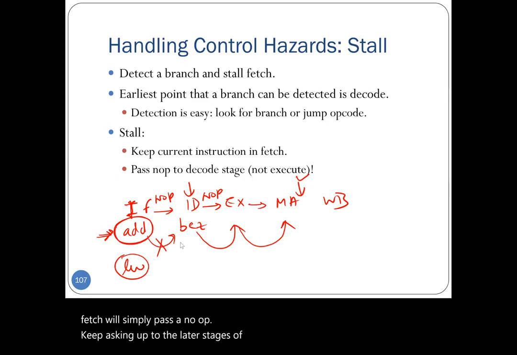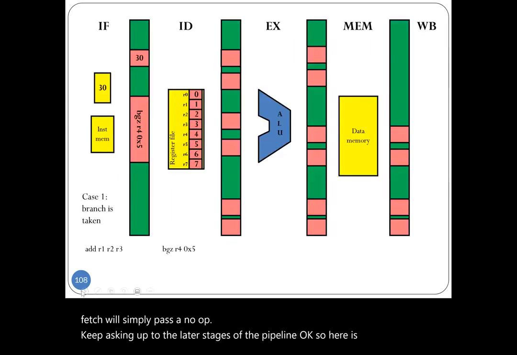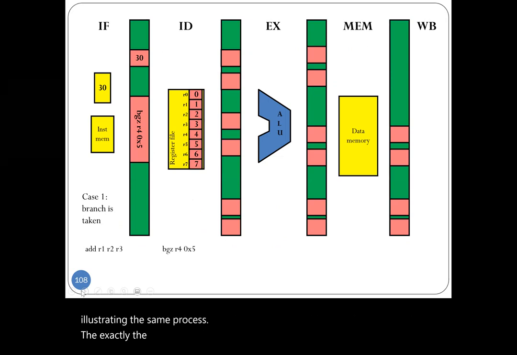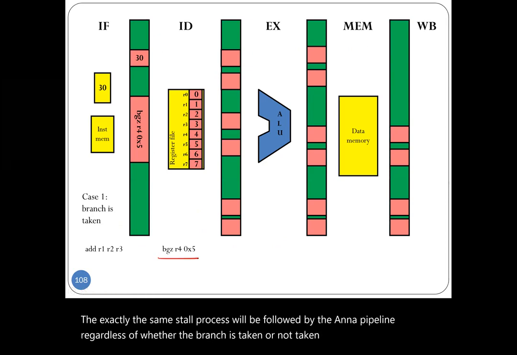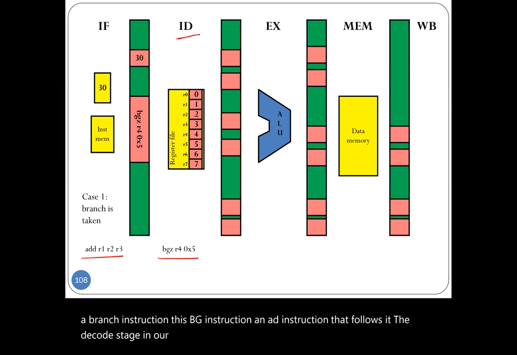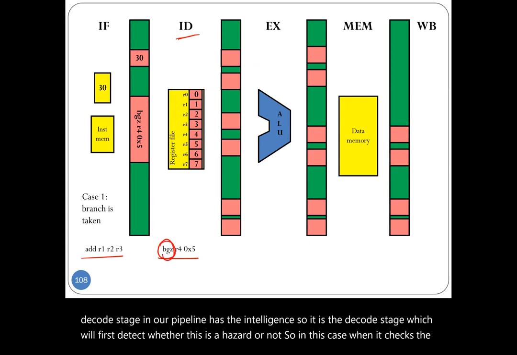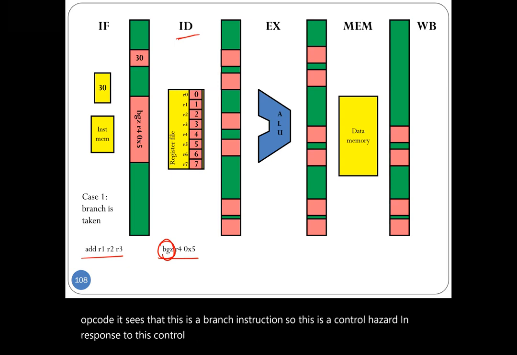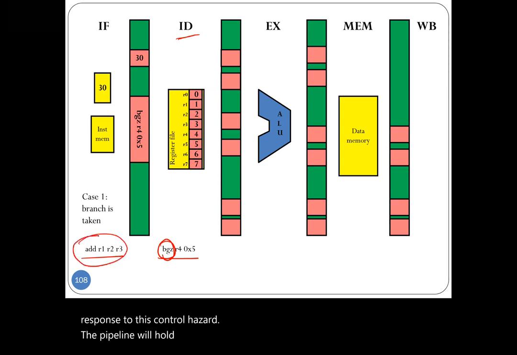Okay, so here is an animation illustrating the same process. Exactly the same stall process would be followed by the pipeline regardless of whether the branch is taken or not taken. Let's assume we have a branch instruction, this BGZ instruction, and an add instruction that follows it. The decode stage in our pipeline has the intelligence. It is the decode stage which will first detect whether this is a hazard or not. In this case, when it checks the opcode, it sees that this is a branch instruction, so this is a control hazard.